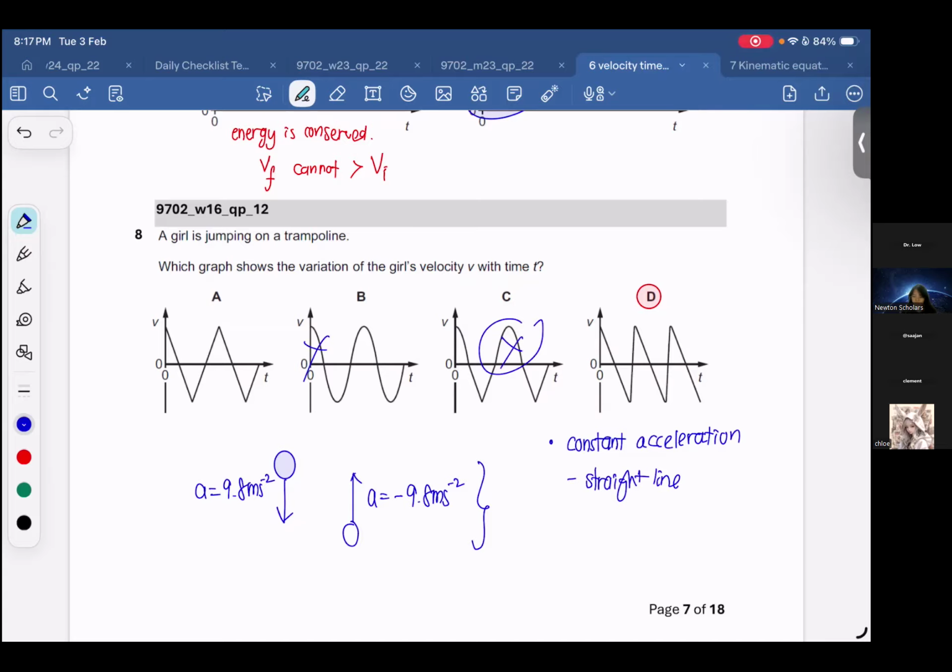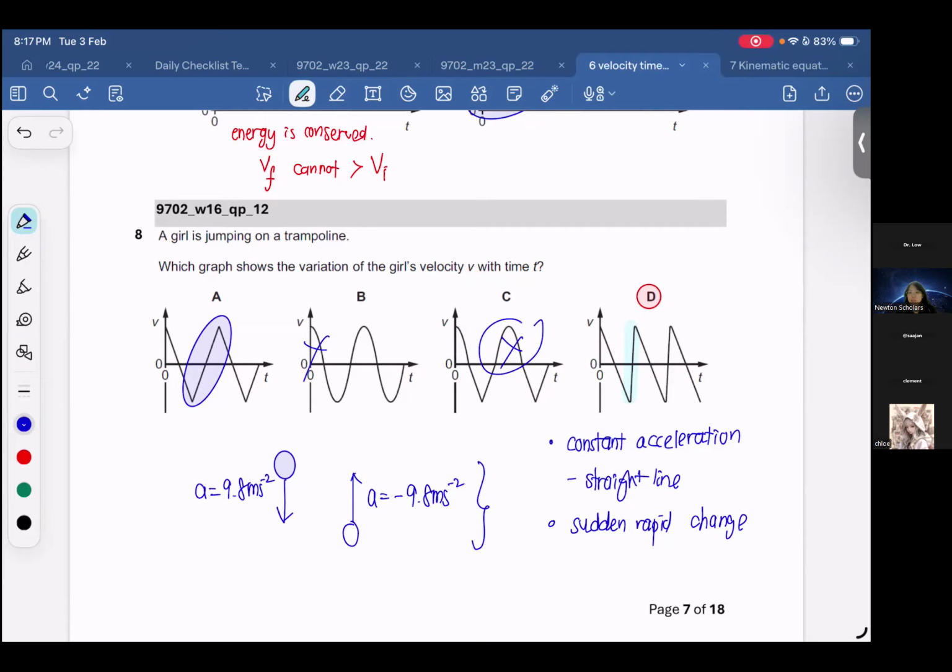Then after that, it will provide a sudden rapid change, because it hit and then it changed direction. So at here our expectation is a sudden change, so this part is wrong. When you see jumping, bouncing, or collisions, there will be a sudden change in direction. So D is the correct answer.